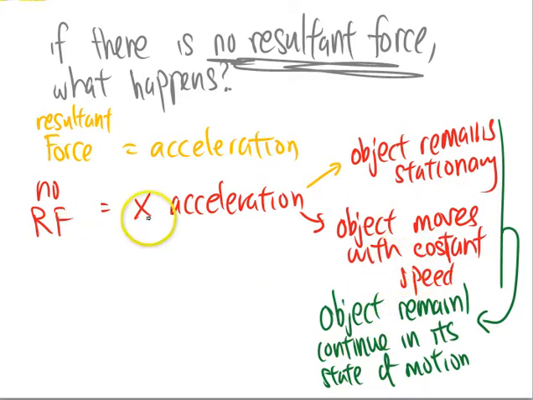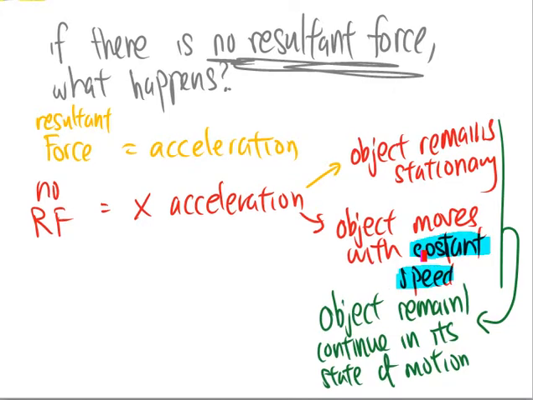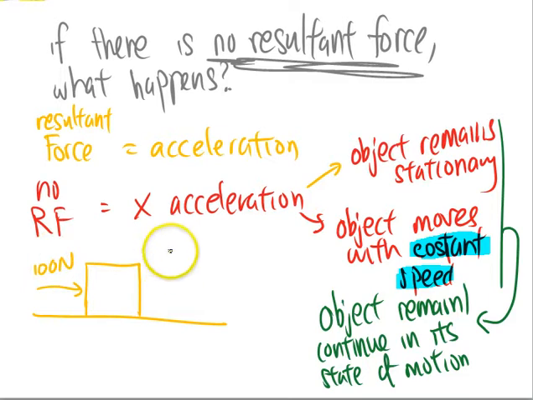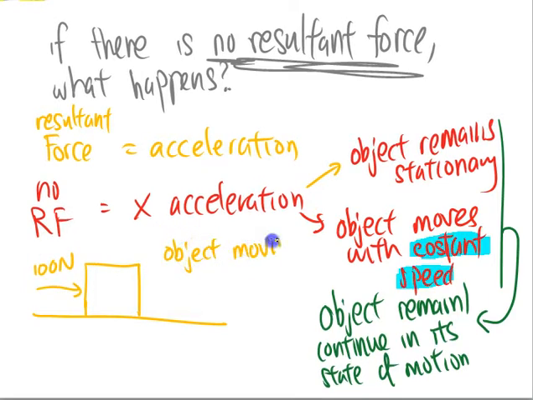So no resultant force equals no acceleration. Sometimes in your question, you will see that the object is moving at constant speed. What does it imply? It implies no acceleration, which implies that there is no resultant force. This is an important concept. Sometimes they like to draw this kind of question: for example, a block being pushed with 100 Newton, and they say the object is moving at a constant speed.